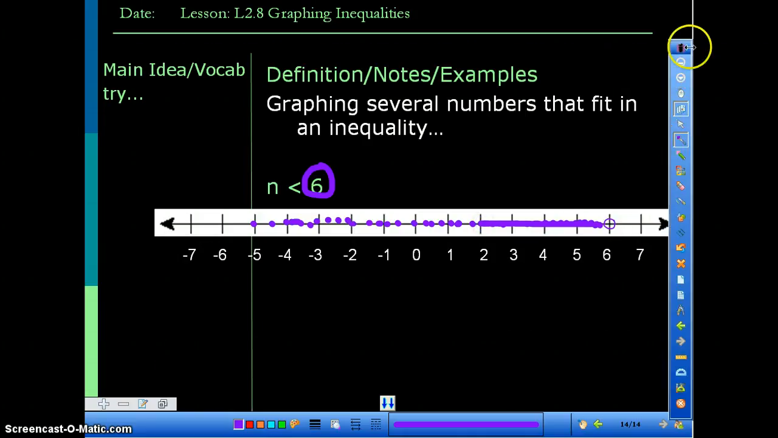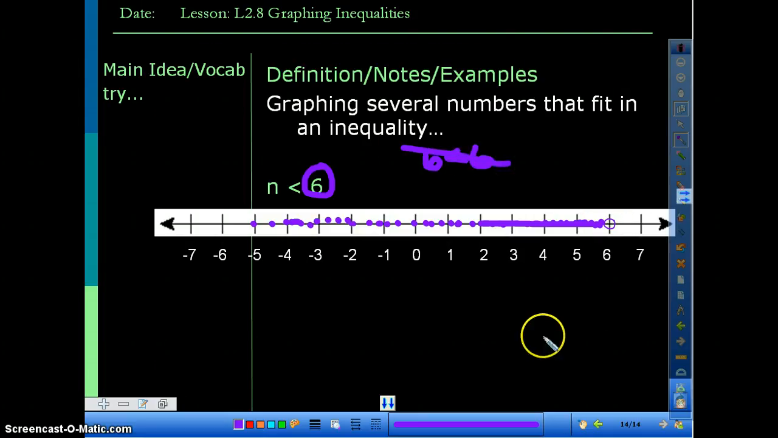If we take a look, after circling that boundary point, we decide, should that be shaded in? Should that be identified as a possibility? And in this case, if I try out a 6, 6 is less than 6. This is not true, so I do not shade this in. I'm going to go ahead and leave it open.